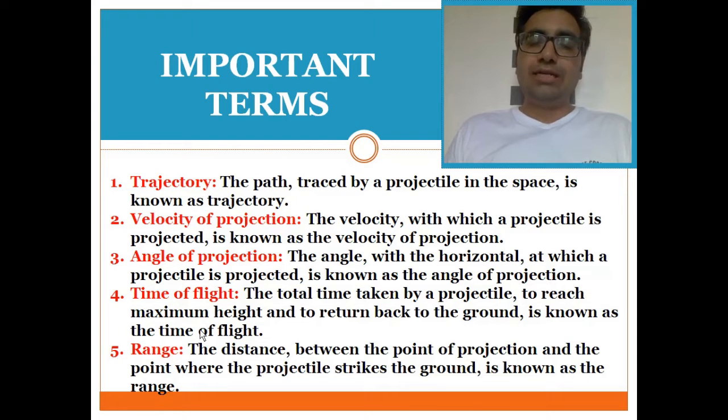And the horizontal distance covered by the particle in projectile motion is known as range. So in this video lecture we are going to first define the parabolic nature of the trajectory, and then we are going to find out the formula for time of flight, range and maximum height attained by the particle. So let's do the analysis of the projectile motion.